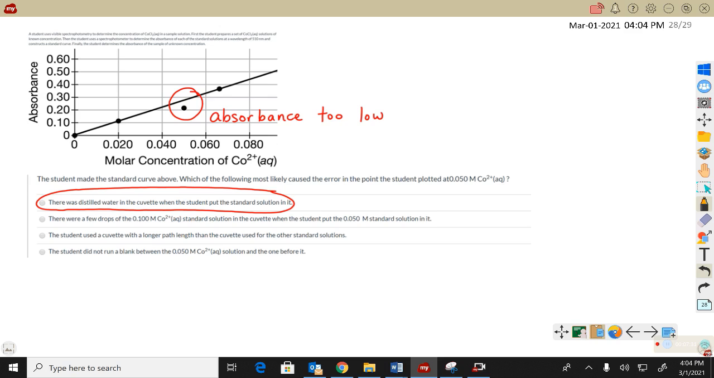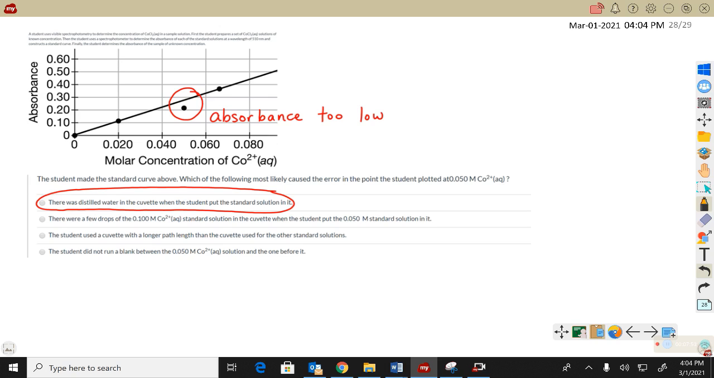The third, the student used a cuvette with a longer path length than the cuvette used for the other standard solutions. That might come into play later on when I'm ready for my calculations. But here it shouldn't affect the absorbance as long as the concentration is proper.